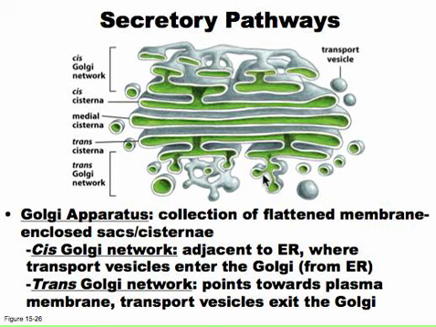And the way that you know whether a modification will happen early or late, or in the cis or the trans network, is the location of that modifying enzyme. So if the modifying enzyme is in the cis network, and it further modifies that oligosaccharide on your protein, you could say that it's an early modification.